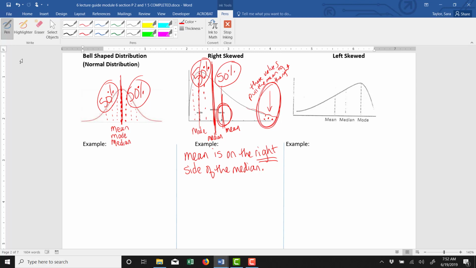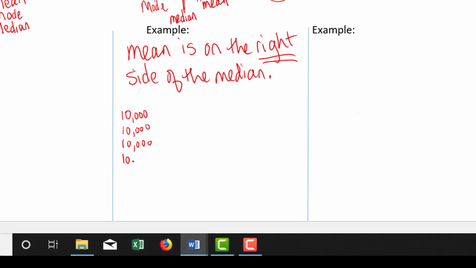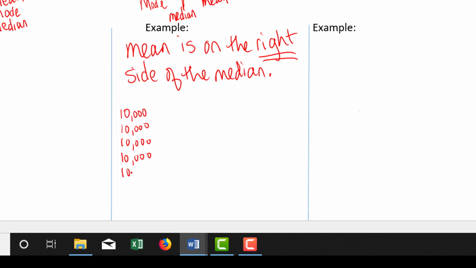A classic example of this is looking at maybe salaries at a fake factory. So for example, let's say a factory has a bunch of employees and the bulk of employees are working part-time and making $10,000 a year. And we have a whole bunch of people making that $10,000 a year salary.